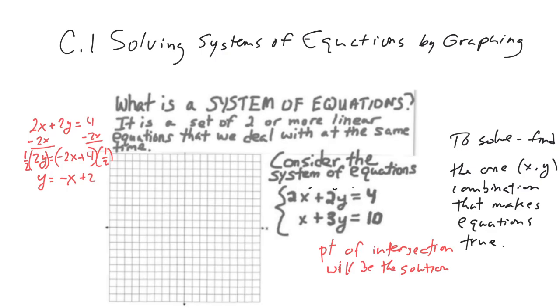For the other equation, I'll do the same thing and subtract x, and I get 3y equals negative x plus 10. This one's not a great one. It has a y-intercept that isn't an integer, but we can deal with that. It's 10/3. So let's go back to the first equation and graph that.